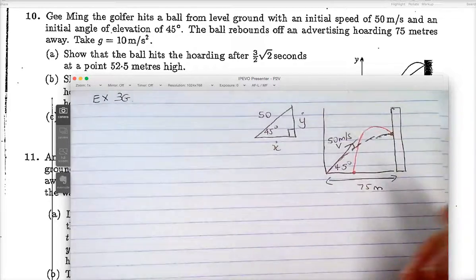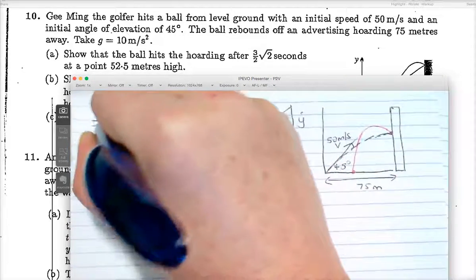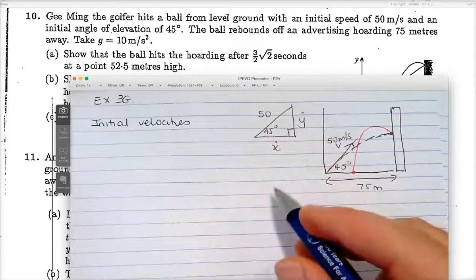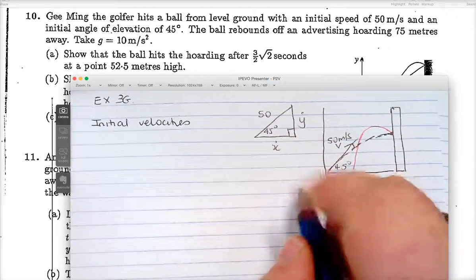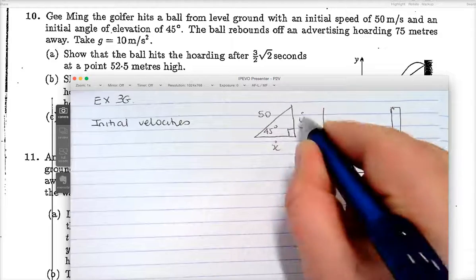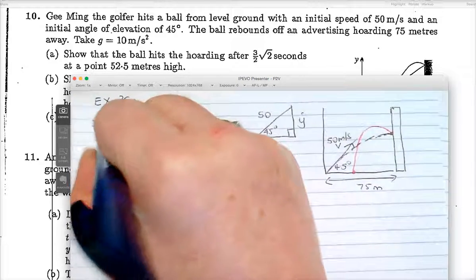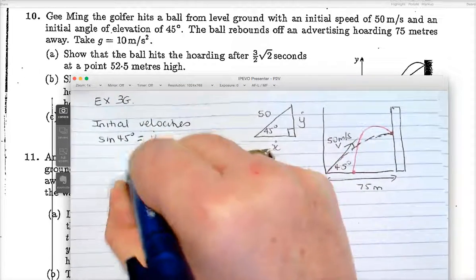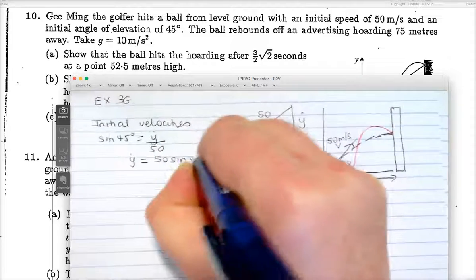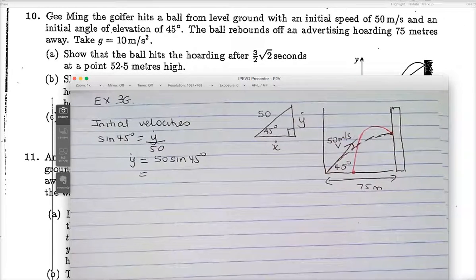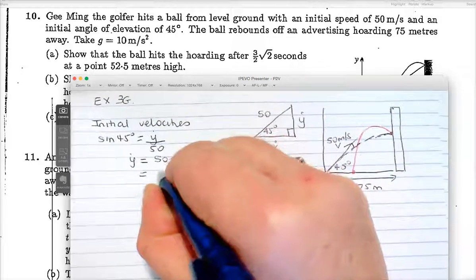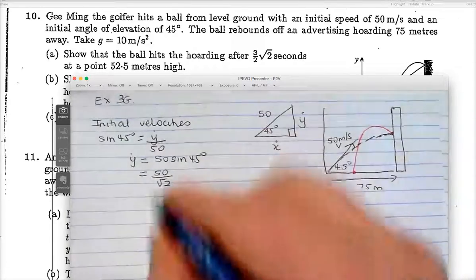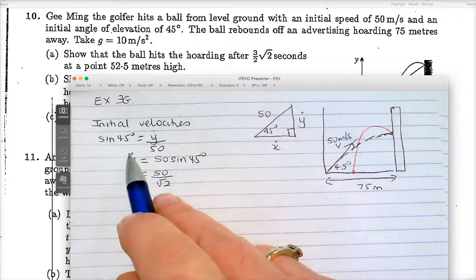So I'm going to do just the initial velocities first. What do we do with the 45? Sine and cos. I need to work out x dot and y dot. So sine of 45 degrees is y dot on 50. So y dot is 50 sine 45, which is 50 times 1 on root 2, which is 50 on root 2. That's your initial velocity in the vertical direction.